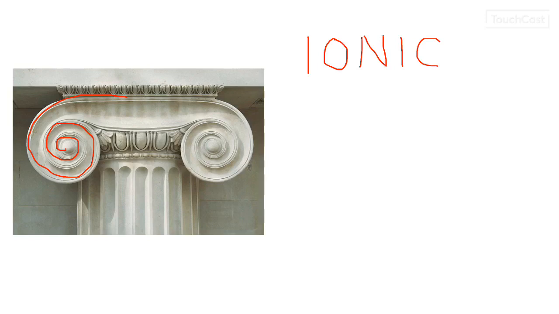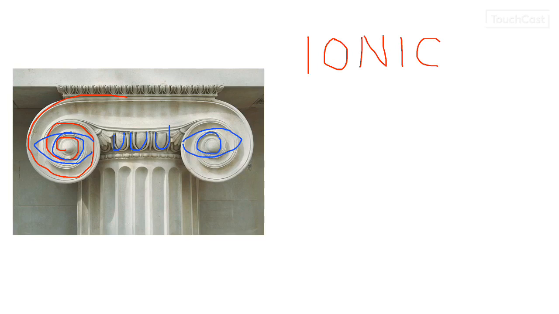And the way I remember Ionic columns is that just like you have two eyes, the Ionic column has two scrolls that kind of remind me of eyes. There are some smaller details too, like these designs here. The other thing that isn't shown in this picture is that the Ionic column has a base, unlike the Corinthian column. So let's try drawing a basic Ionic column, starting at the capital.